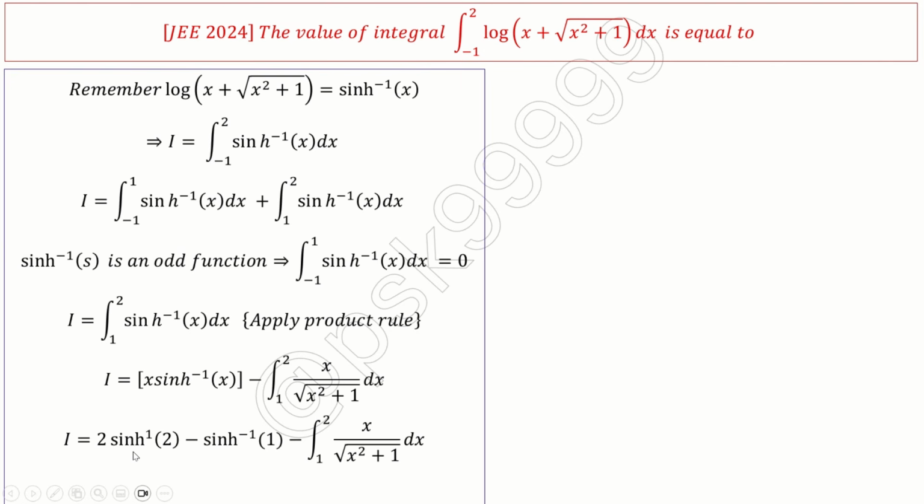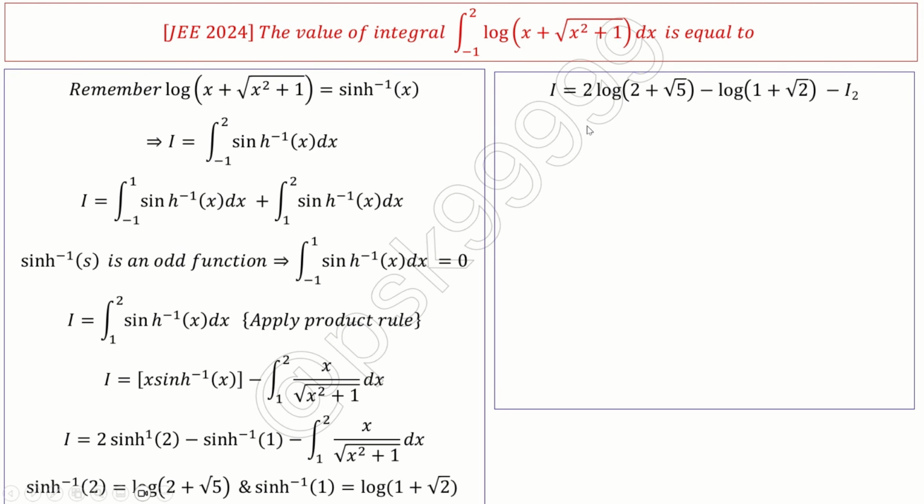And this one is sine hyperbolic. You should remember the value: sine hyperbolic inverse of 2 is log of 2 plus square root of 5, and sine hyperbolic inverse of 1 is log of 1 plus square root of 2. Correct, that is what is here. If I substitute 2 here, this will become log of 2 plus square root of 5. If I substitute 1, log of 1 plus square root of 2. That is what is here.